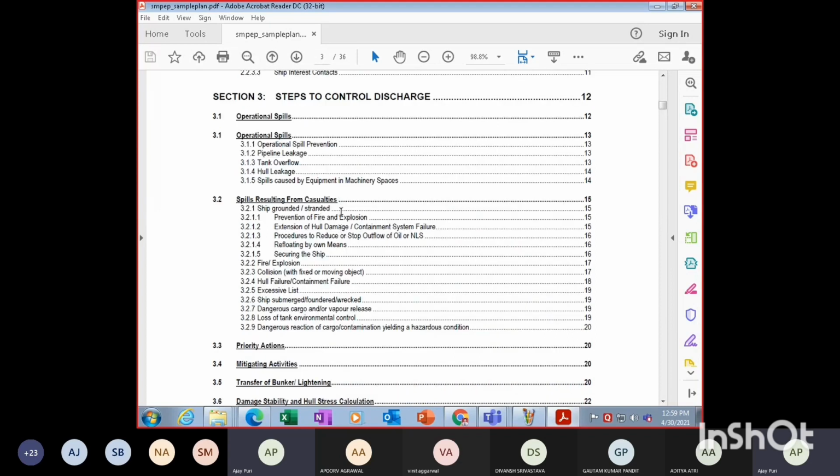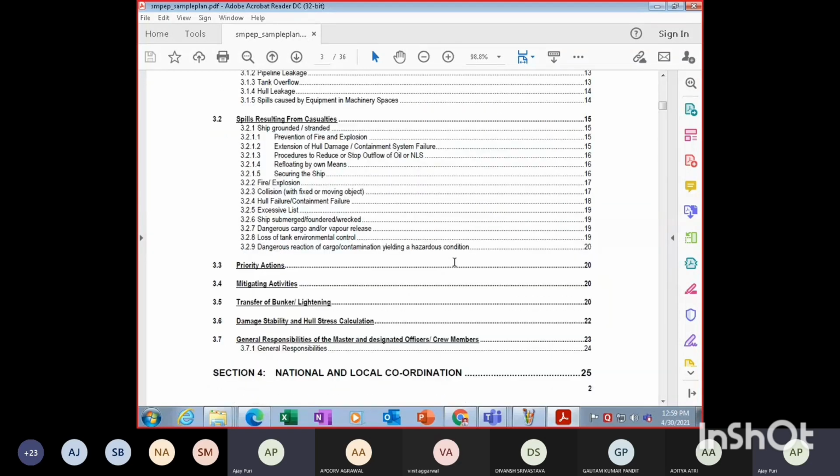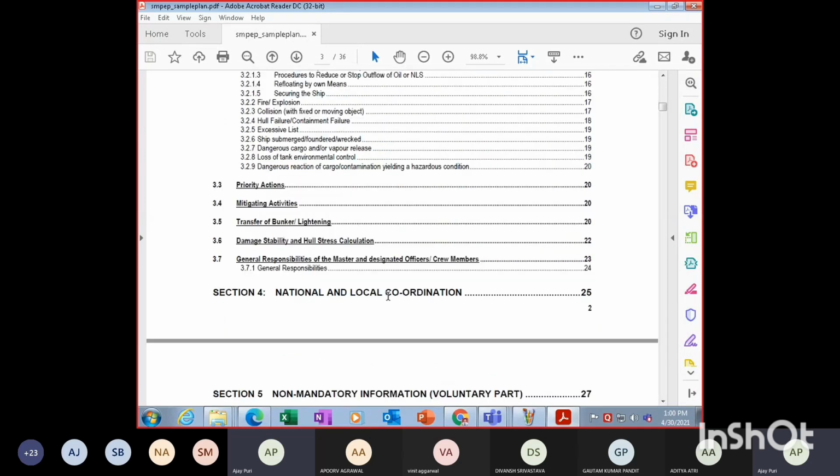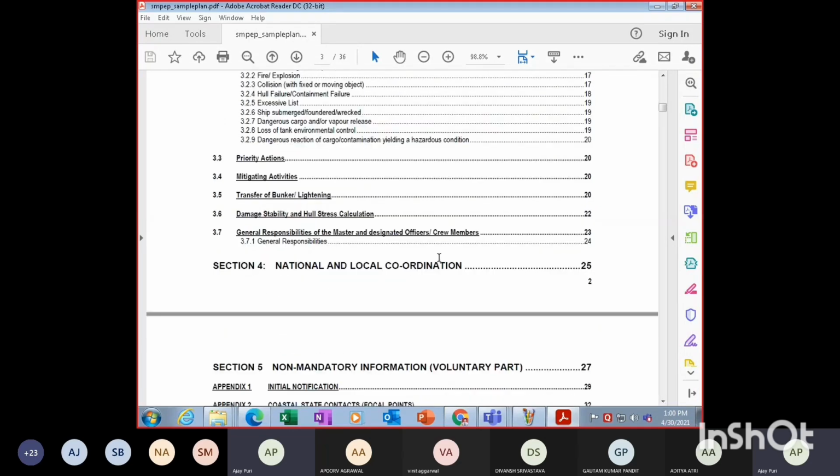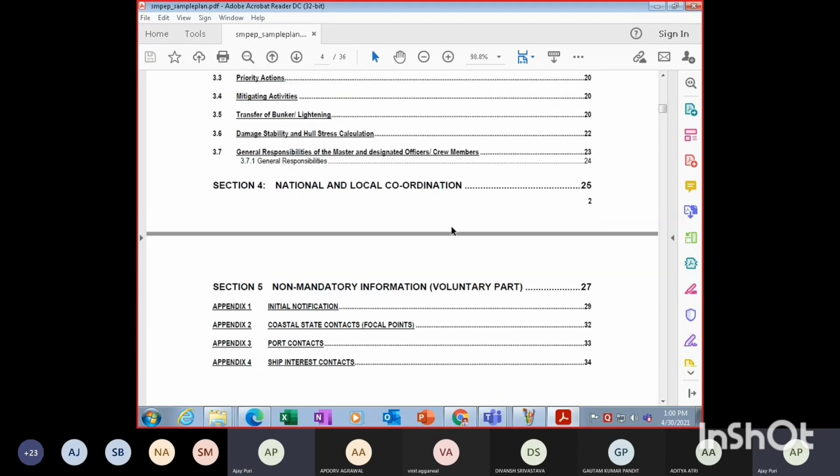or when you are grounding, how you prevent fire, extension of hull damage, fire, explosion, collision, hull failure, excessive list, ship submerged, loss of tank environmental control, dangerous reaction of cargo. All this will be mentioned in the SMPEP. What are your actions? How do you control it? How you transfer bunker and lighten the vessel? What are the damage stability calculations, hull stress calculations, responsibility of your master and crew members? What are the duties? That will be there.